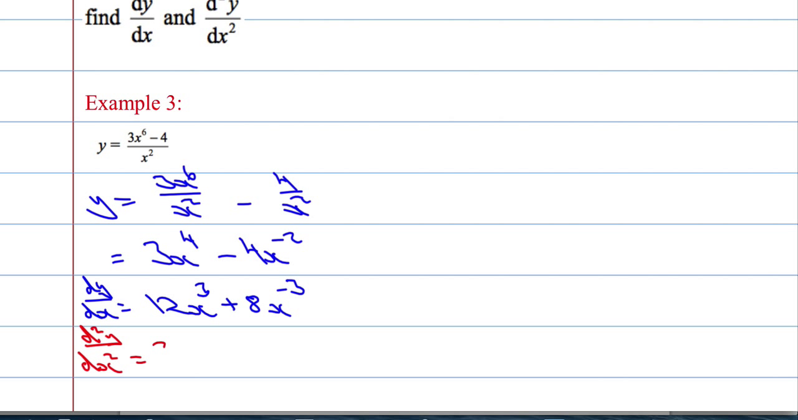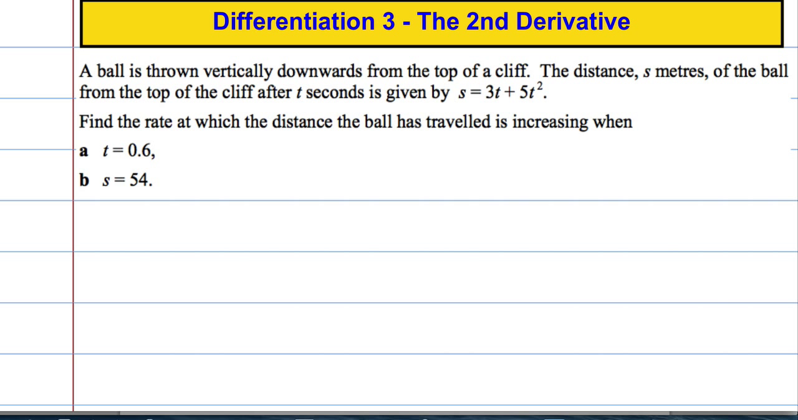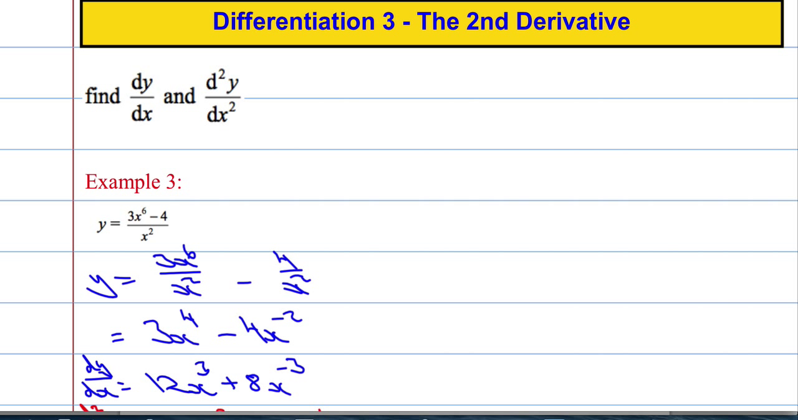3 times 12 is 36. Drop that power by 1. Negative 3 times positive 8 is negative 24. And then drop that power by 1. And job done. And the final one. Oh, that was the final one, I beg your pardon.